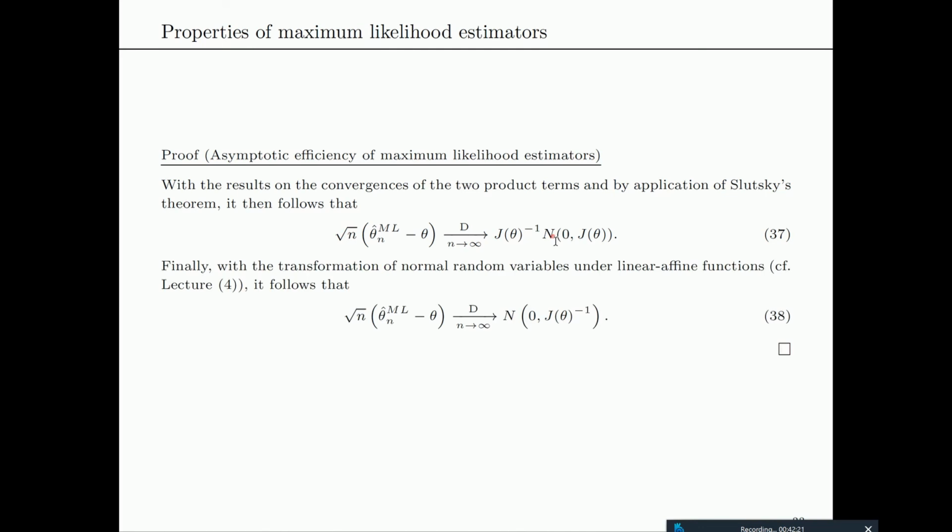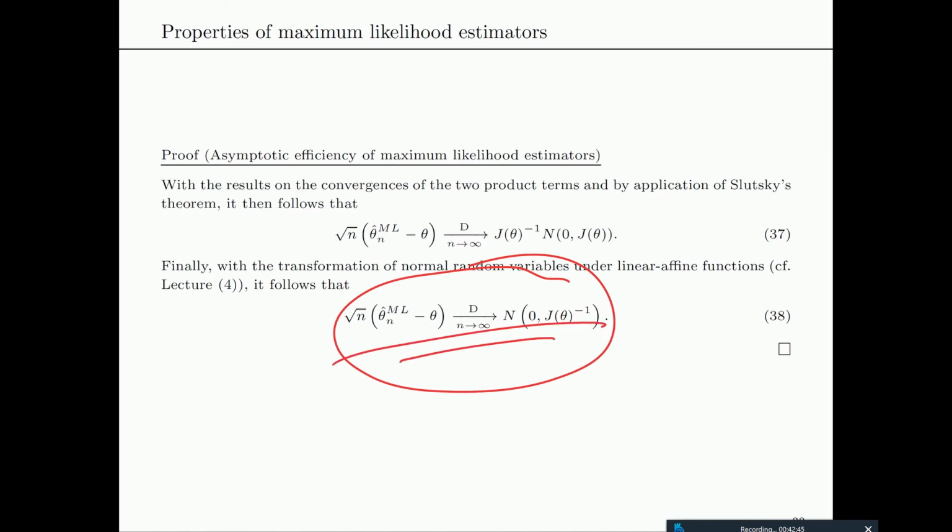Then again, with the transformation of normal random variables, applied a little bit intuitively, you get the convergence in distribution to this. And this is what we wanted to show all the time, but I had it written up a little bit messy. So what is the lesson we learn from this?